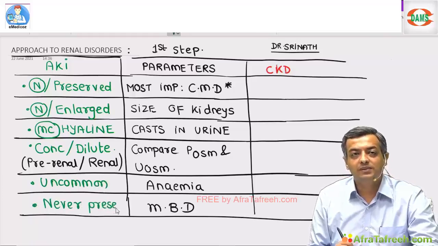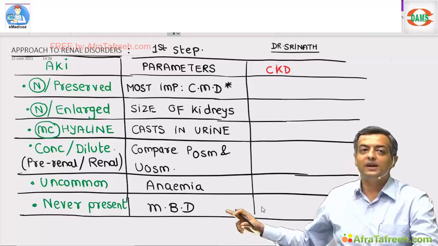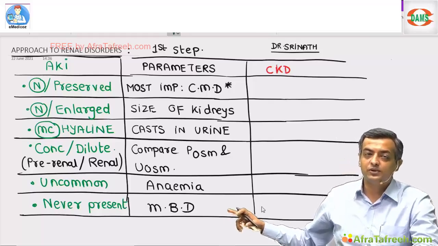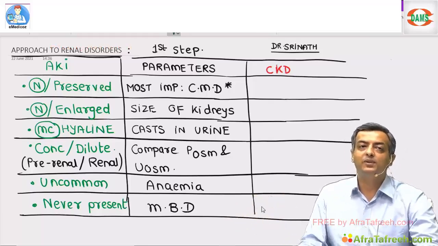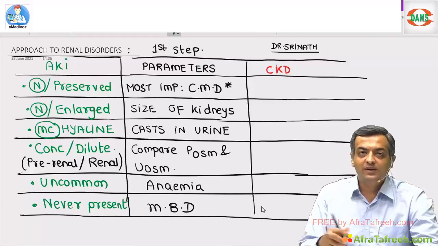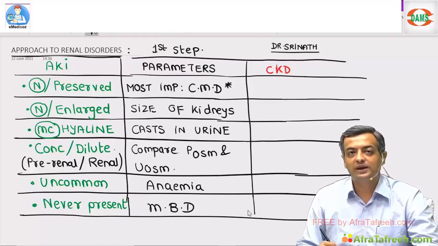So it takes a minimum of 6 months of renal failure for metabolic bone disease to occur. So in acute disease, you will never have metabolic bone disease. But when you compare with CKD, or should we first do the acute kidney disease first?